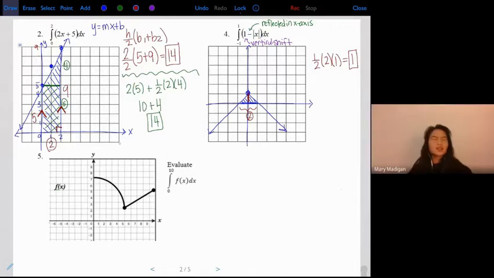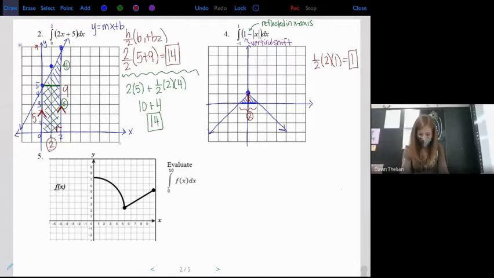Wait, where was the height 2? Down here. The height of a trapezoid is the perpendicular distance between the parallel bases. Okay, got it. Good. Other questions? All right, let's take a look at number 5.